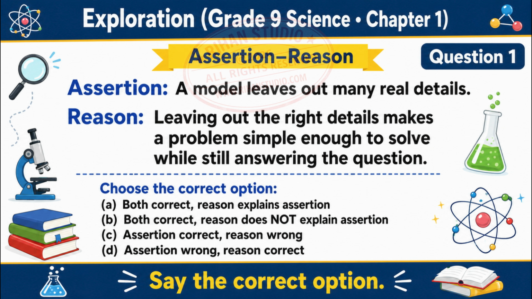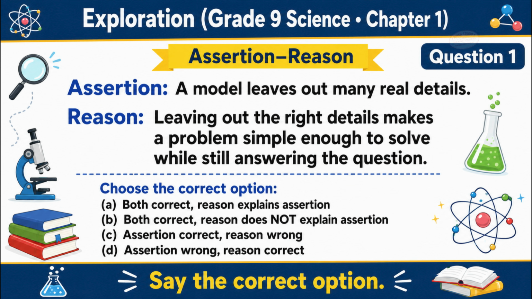Assertion and reason. For each, choose A. Both correct, reason explains assertion. B. Both correct, reason does not explain assertion. C. Assertion correct, reason wrong. D. Assertion wrong, reason correct.